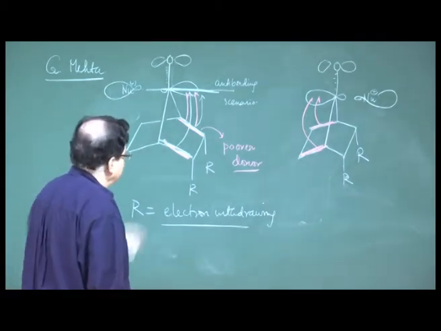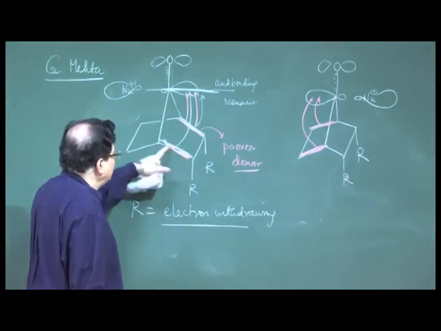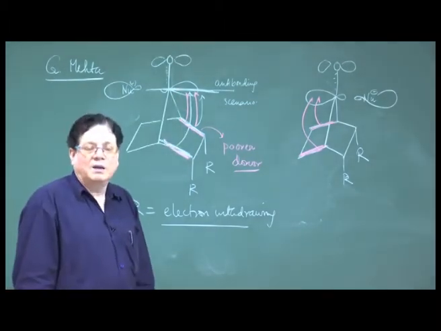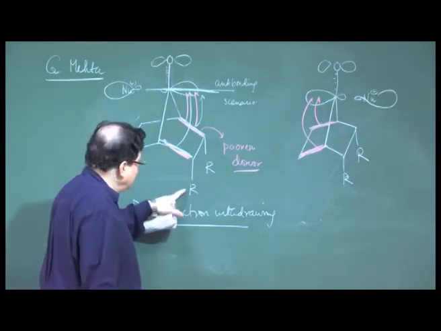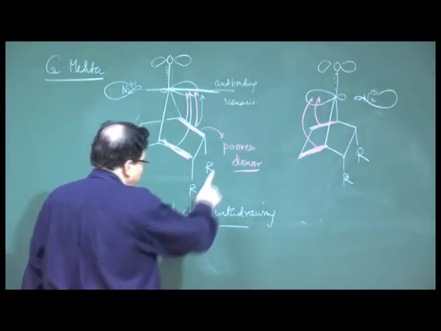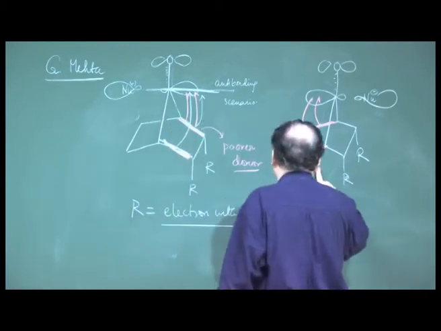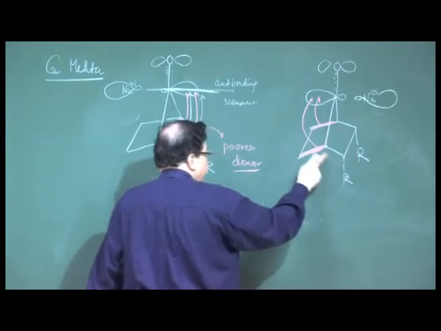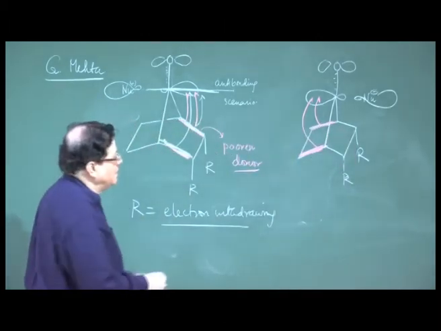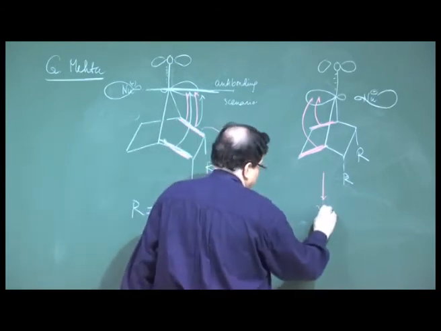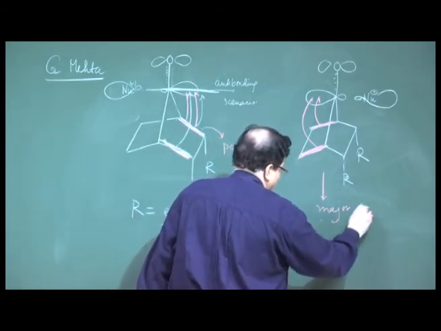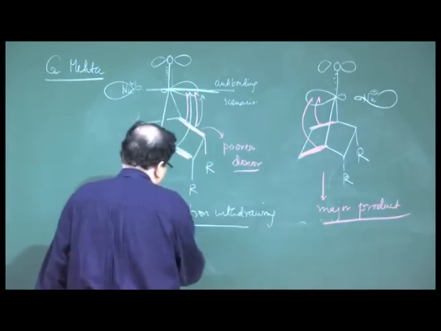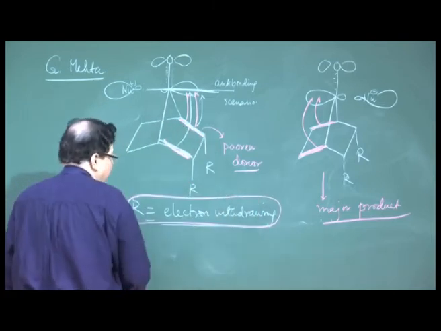Okay, because it is electron withdrawing, it will not allow the carbon-carbon electrons to interact with the empty antibonding orbital. On the other hand, in that case we can expect that this one is a better donor than this one. So, in that case this will lead to the major product, provided R is electron withdrawing. That is the important point.